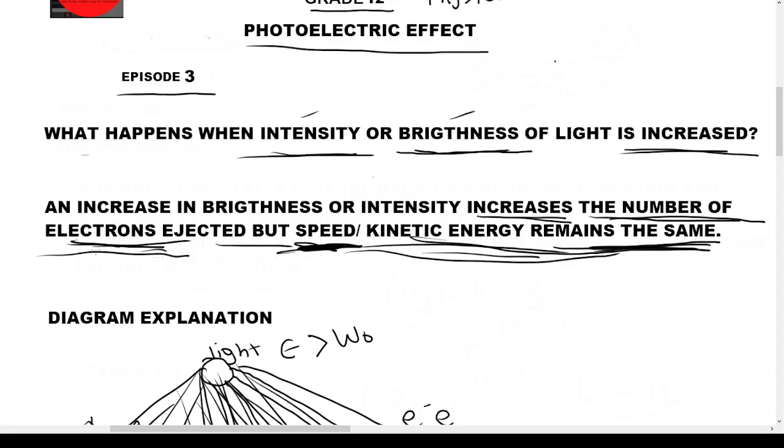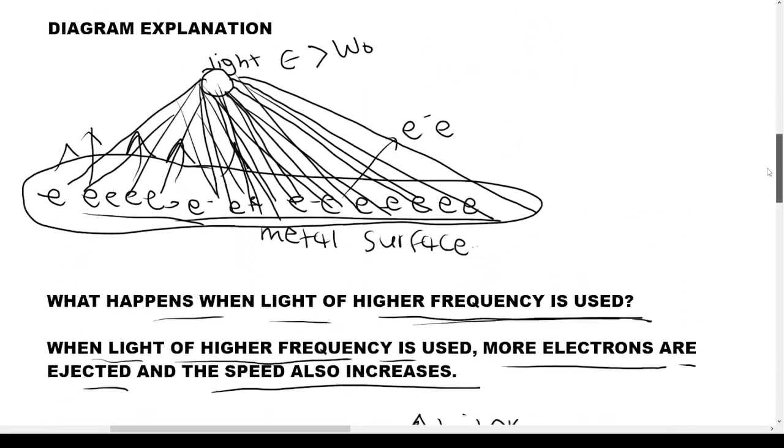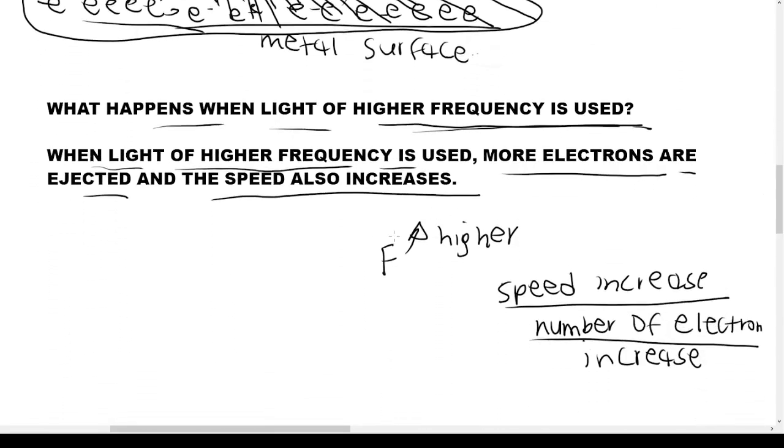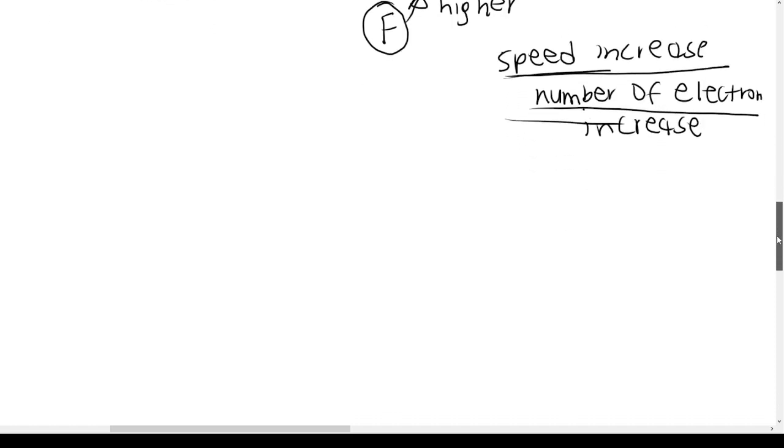So intensity only affects the number of electrons. The speed is not affected; the speed remains the same. But when it comes to frequency, if frequency is changed, both the speed and the number of electrons will change. I just want you to know those things.